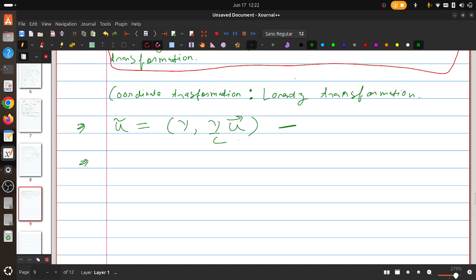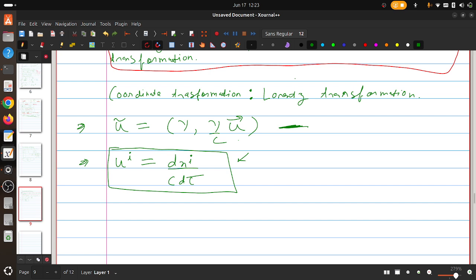Now let us ask this question: how did we get this expression? If you remember, we defined u^i, where i was the ith component of the 4-vector u, as something like dx^i by c d tau. Right? This was our definition. Now from this definition only, let's see how exactly u^i transforms.